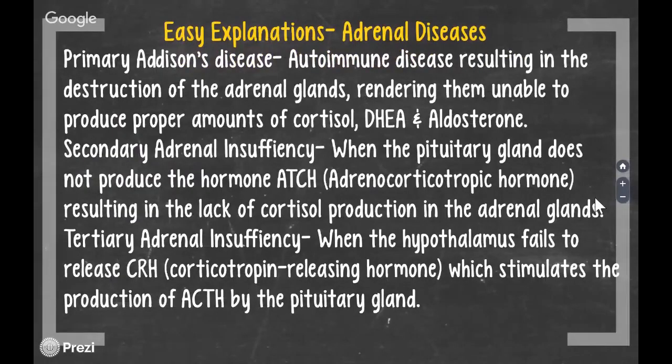Primary Addison's disease: the autoimmune disease resulting in the destruction of the adrenal glands, rendering them unable to produce proper amounts of cortisol, DHEA, and aldosterone. Secondary adrenal insufficiency: when the pituitary gland does not produce the hormone ACTH, resulting in the lack of cortisol production in the adrenal glands. Tertiary adrenal insufficiency: when the hypothalamus fails to release CRH, which stimulates the production of ACTH by the pituitary gland.